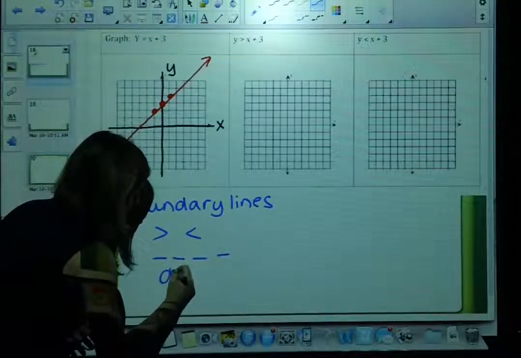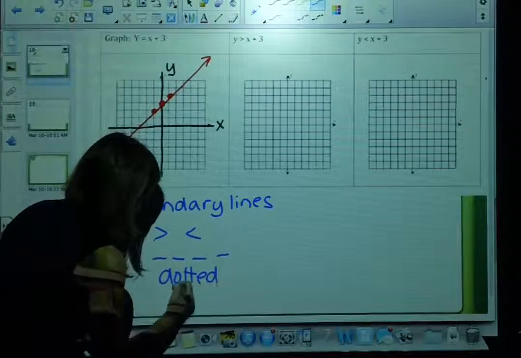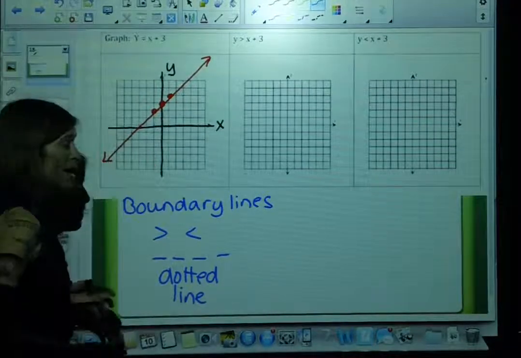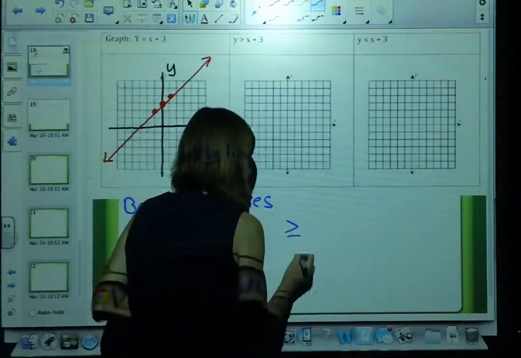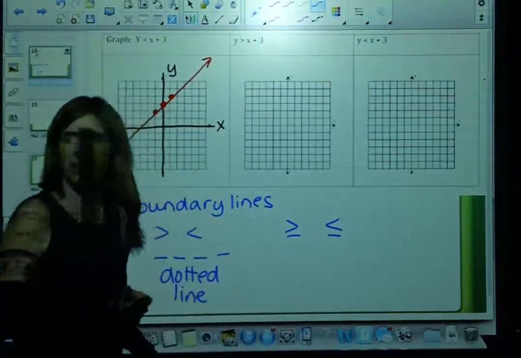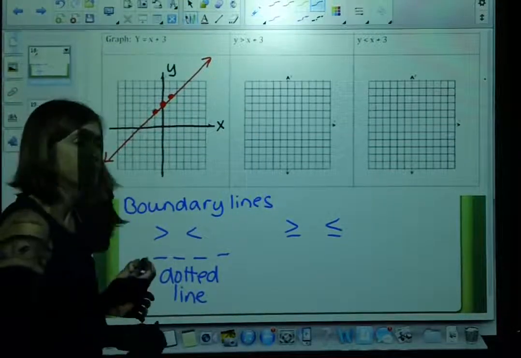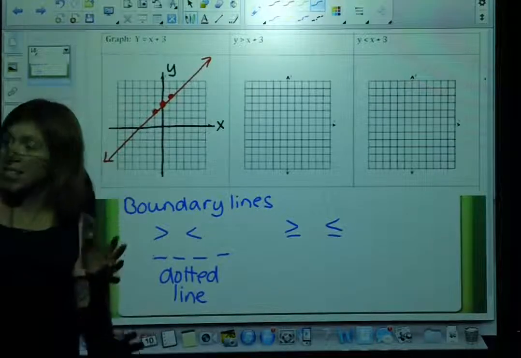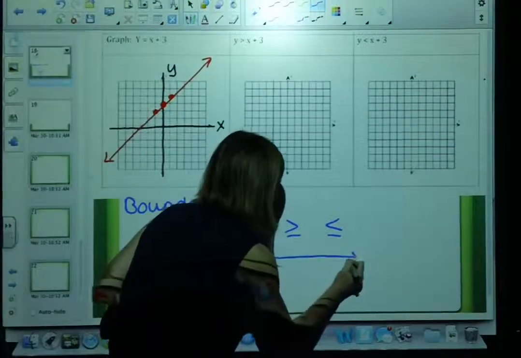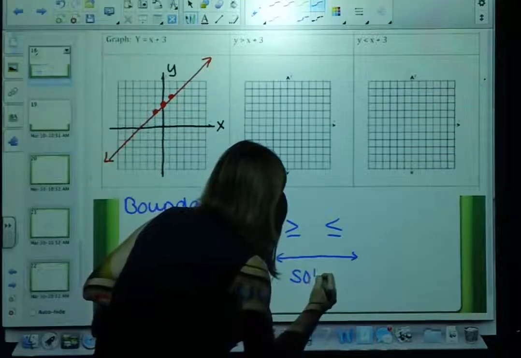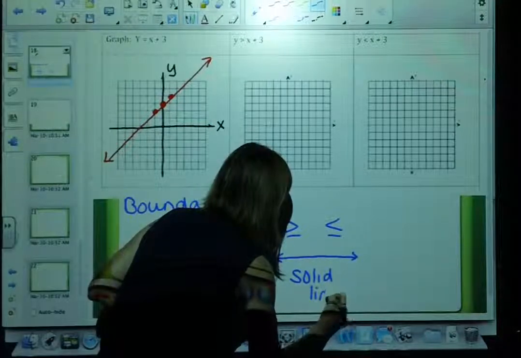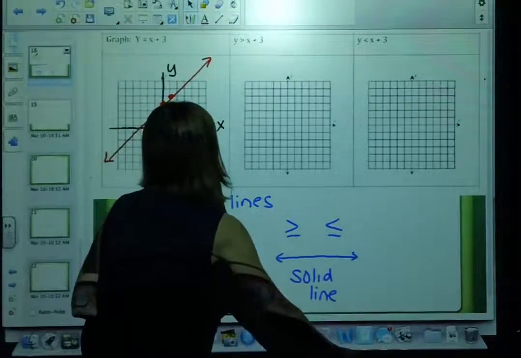Okay, so dotted line. Whereas if it's greater than or equal to, or less than or equal to, what do you think you're going to use? A solid line. I meant to say solid. Okay? So that's number 1.